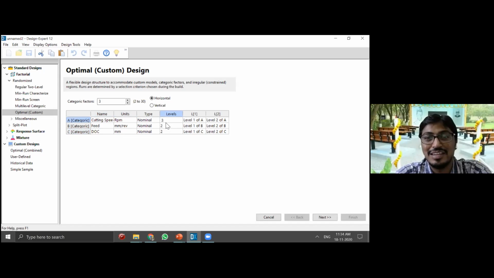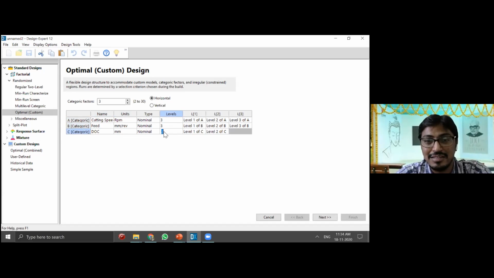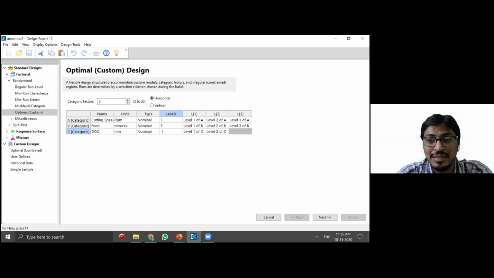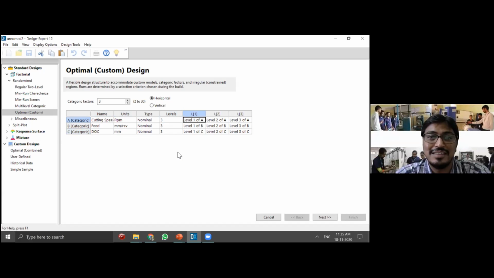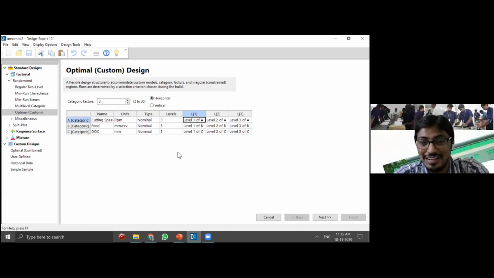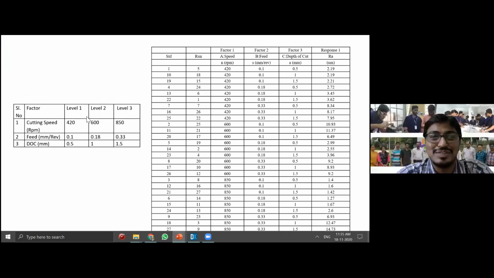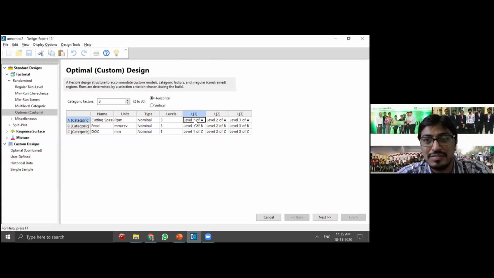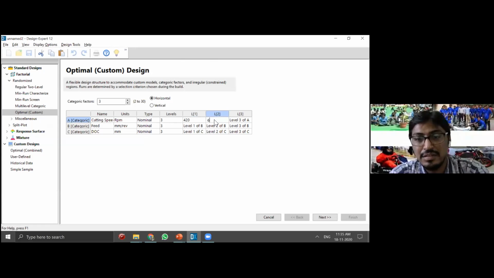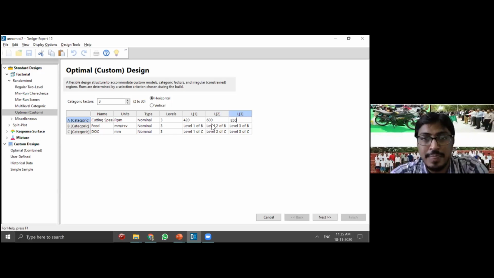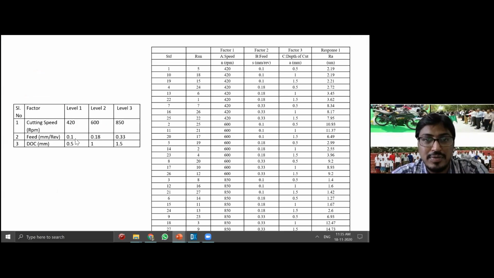So I need to mention 3 levels here and enter. Here also 3 and enter. Here also you should mention 3 and enter. So once this is done, you have given all the basic things. Did we give all the basic things? Not yet. We need to mention the levels also. For cutting speed, it is 420, 600, and 850.